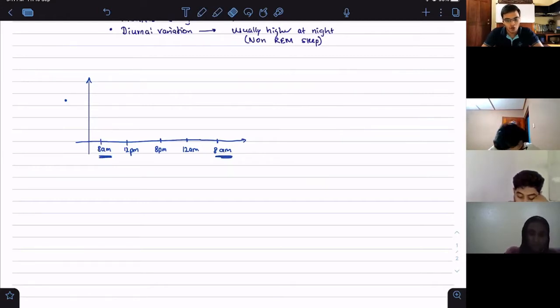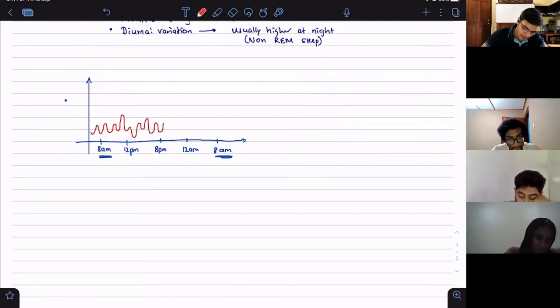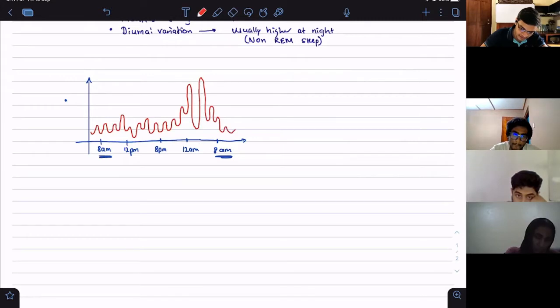What it looks like is something like this. There can be fluctuations, but there are pulses. Towards the night time, this increases and then decreases again. This is what it looks like: pulsatile in nature and higher at night, especially during sleep, especially during non-REM sleep.